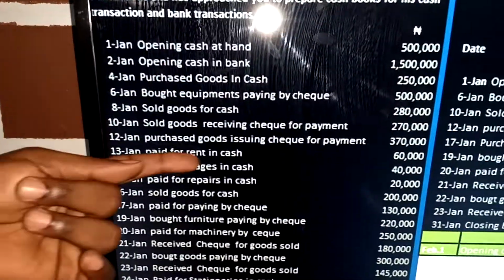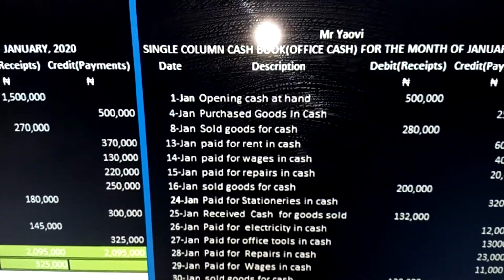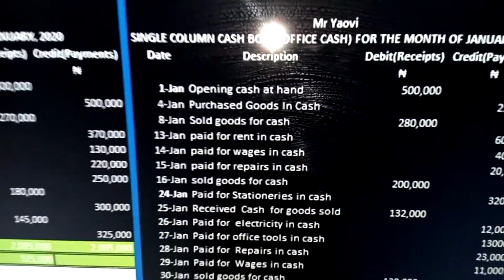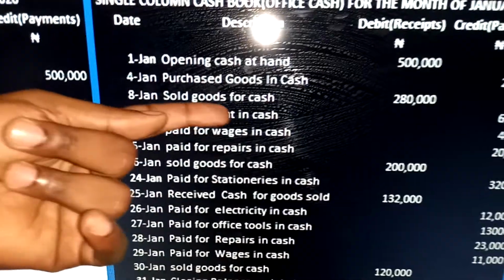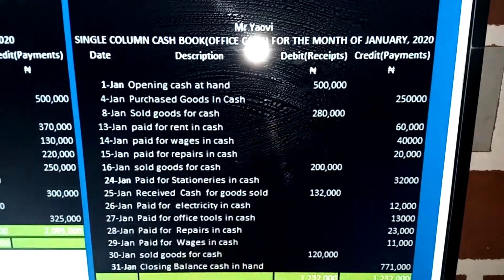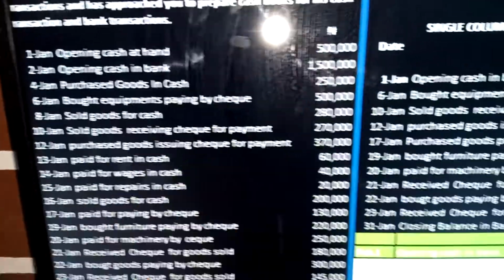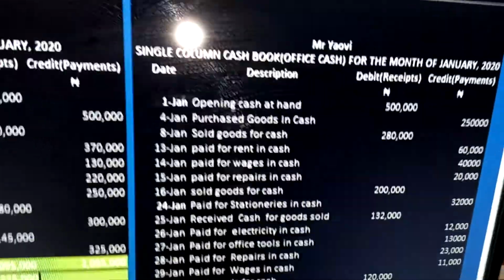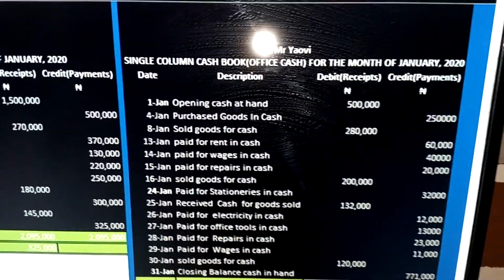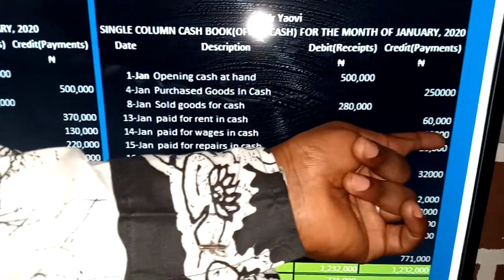The next one here is 13th January, paid rent in cash. It is going to affect the one column cash book for office cash, and it's a payment. So that is 13th of January, paid for rent in cash. How much is that? 60,000. On the 14th of January, paid for wages in cash. 40,000. It is going to affect the office cash book. So that is 14th of January, paid for wages in cash. It's a payment. 40,000.